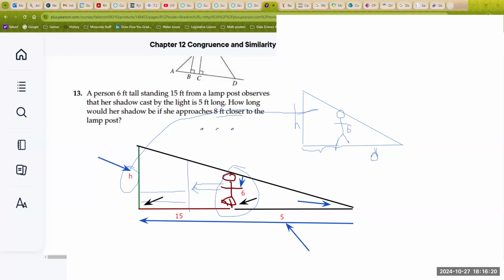All right. So now you have 6 is to h, and you know what h is because you solved the first one, as d is to d plus whatever this number is, and it's the number that comes by moving 8 feet closer. Put those into your ratios, and you can solve for d, which is the distance of the shadow. How long would her shadow be if she was 8 feet closer?